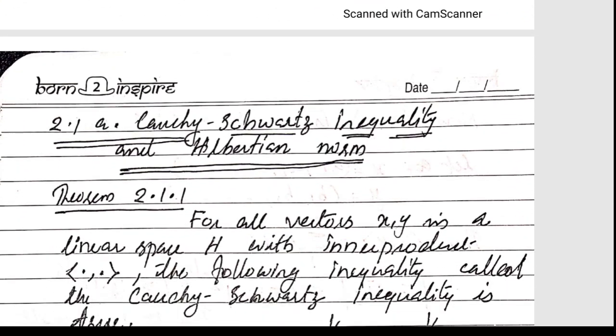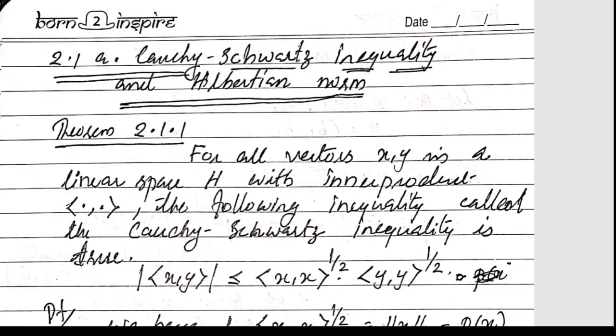Next topic is the Cauchy-Schwarz inequality and the Hilbertian norm. So first of all, let us see what the Cauchy-Schwarz inequality is. Theorem 2.1.1: for all vectors x, y in a linear space H with the given inner product, the following inequality, called the Cauchy-Schwarz inequality, is true. That is, the modulus of the inner product of x and y is less than or equal to the inner product of x with x raised to 1 by 2, times the inner product of y with y raised to 1 by 2. Okay, we will prove this.